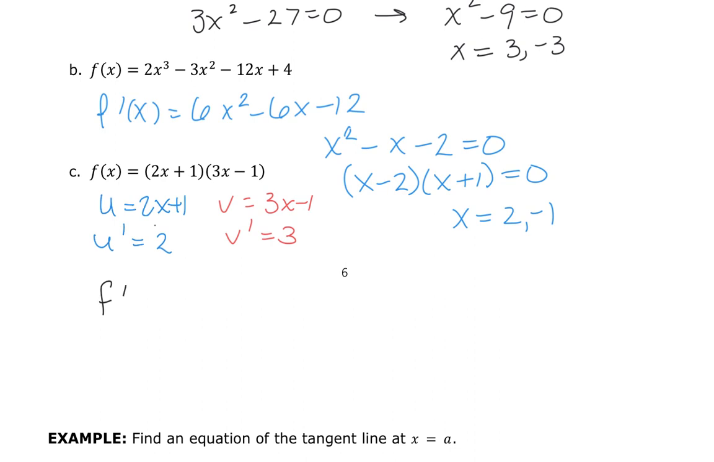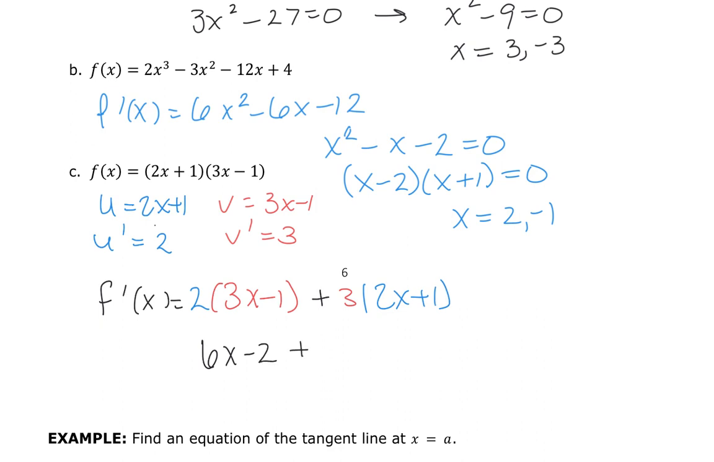That means f prime of x is going to be equal to u prime, which is 2, multiplied by v, 3x minus 1, and then plus v prime, which is 3, multiplied by u, which is 2x plus 1. I'm going to distribute and set this equal to 0, and so I'm going to have 6x minus 2 plus 6x plus 3 is equal to 0. So I'm going to have 12x plus 1 is equal to 0. That means x is equal to negative 1/12.